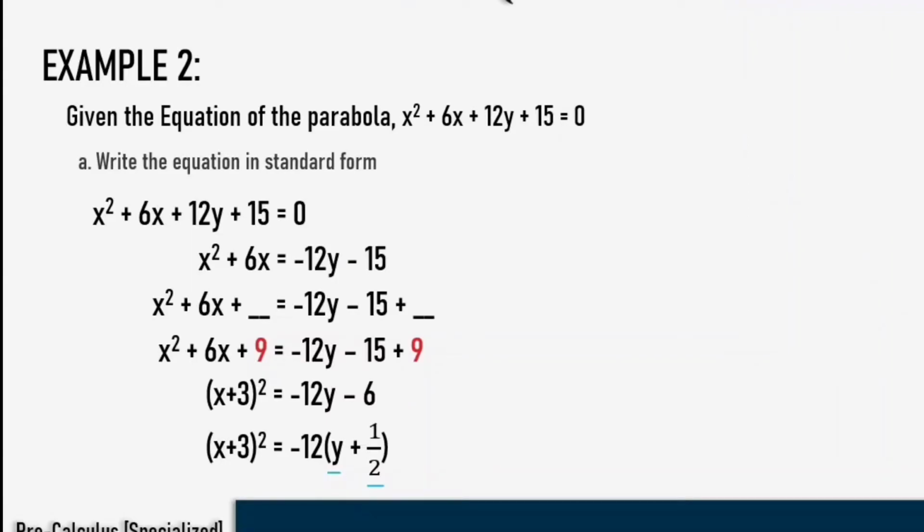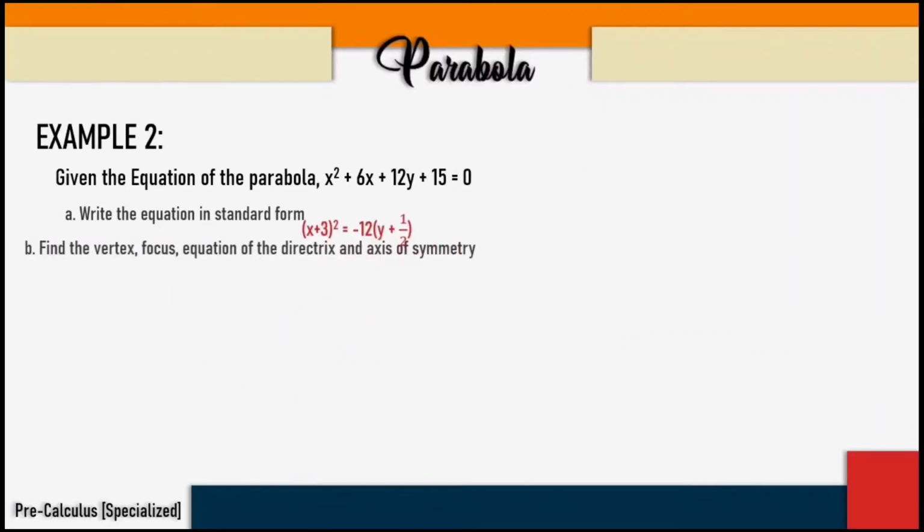Pwede din naman kahit i-transform nyo ito into decimal number. But in this case, fraction na muna ang gagamitin natin. We have x plus 3 squared is equal to negative 12 times the quantity of y plus 1 half. And this is the standard equation of parabola. We're done with the first question.